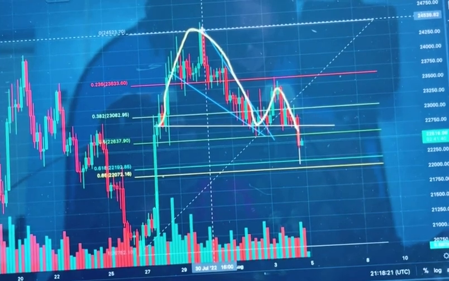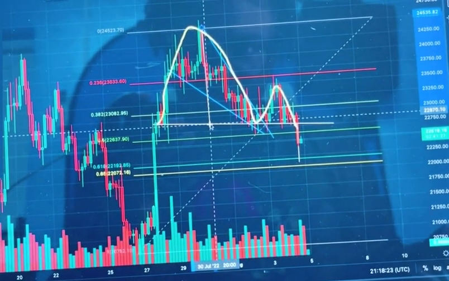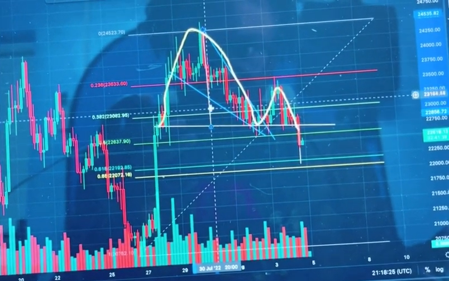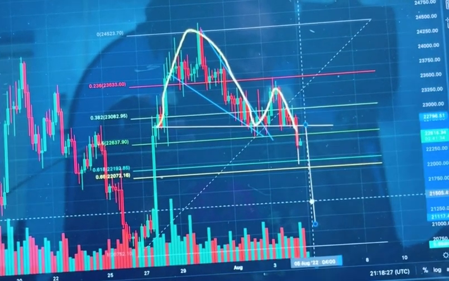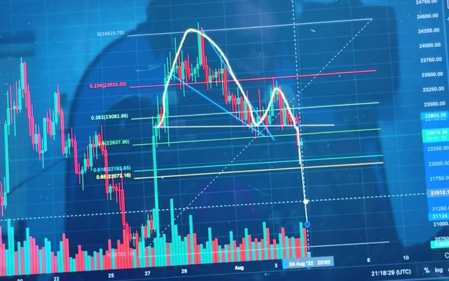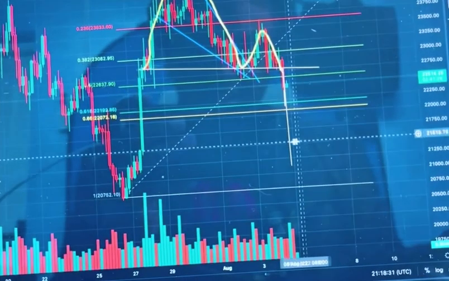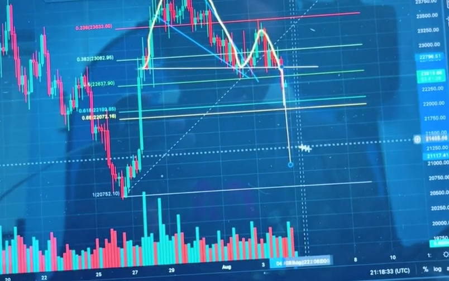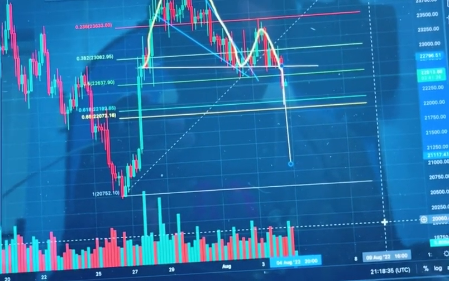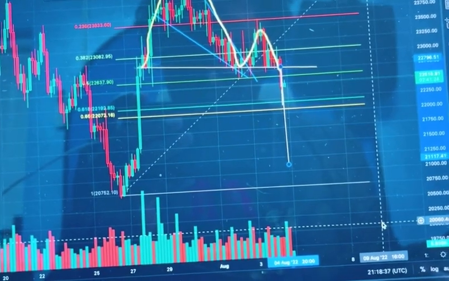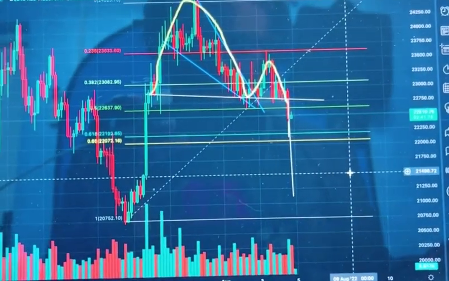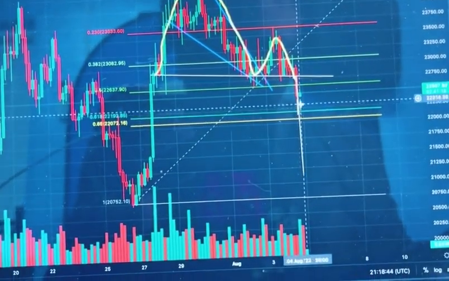Now, the second price target should be coming from the top right here to the support right here, and we take that and put that where it broke to the downside right here, and that second price target should be $21,117.41.